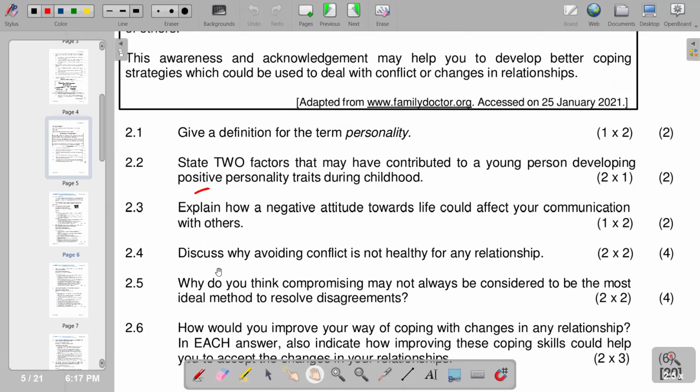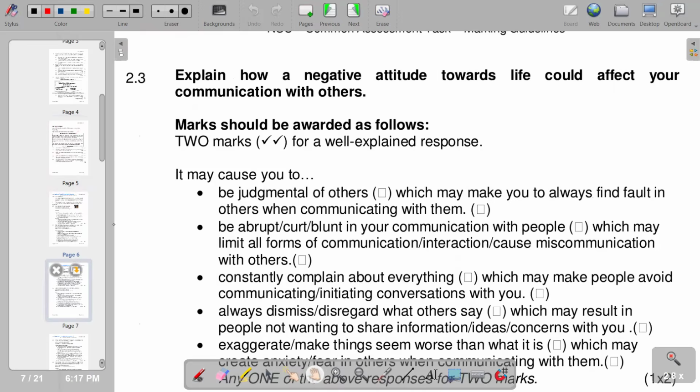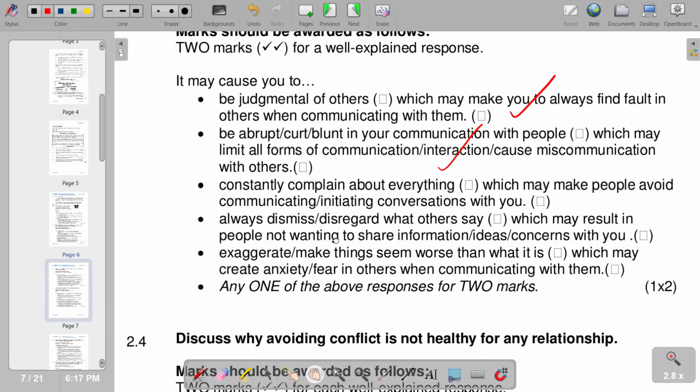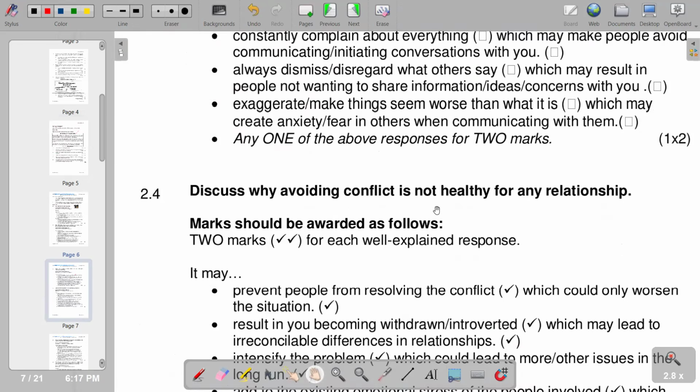So we have that. So as I explained in our answer section in our 2.3, the first point is that it may cause you to be judgmental of others. It may make you always find fault in others when communicating with them, and also be abrupt in your communication with people, which may limit all forms of communication or interaction or cause miscommunication with others. So that's the second point that we have. So these are the points that we have, and we have got other points that we can also include that are also correct.